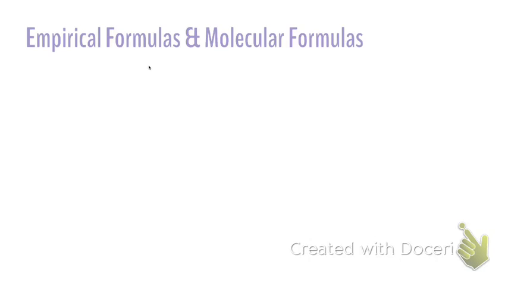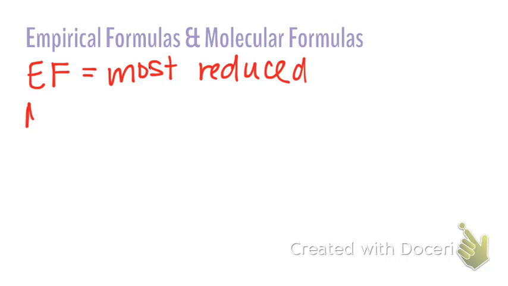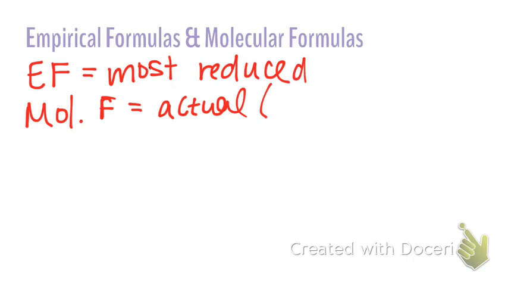Okay, so empirical formula is the most reduced version of a chemical formula. And a molecular formula is the actual, we'll just say non-reduced version. The molecular formula is the non-reduced version of a chemical formula. So the only time we see a difference with these is in covalent compounds.